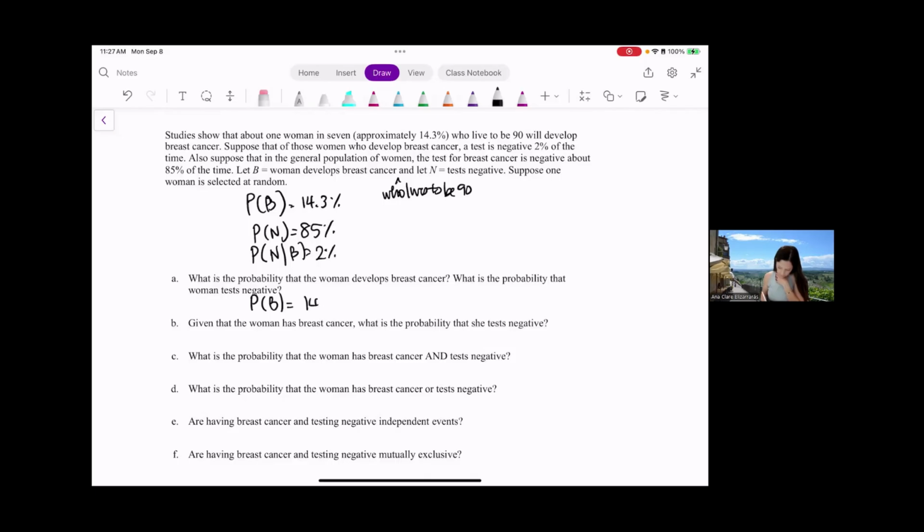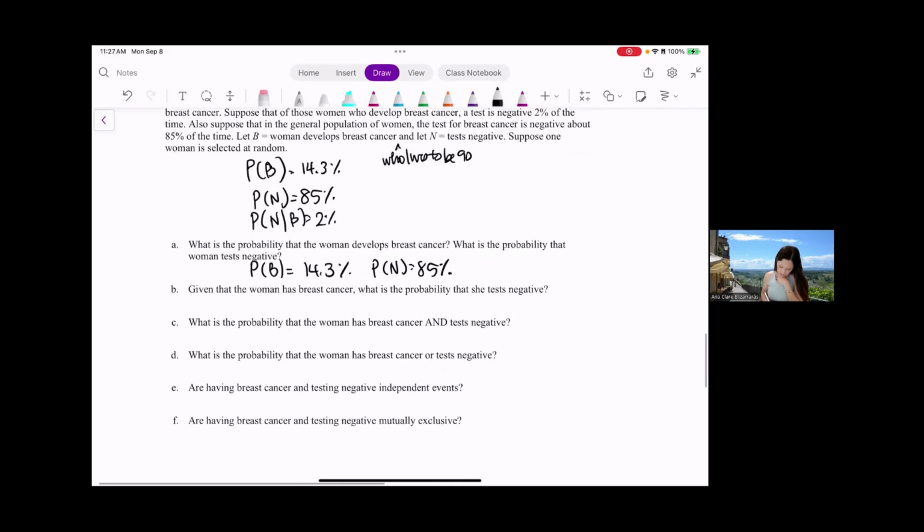What is the probability that a woman develops breast cancer? That was 14.3%. What is the probability that a woman tests negative? That was 85%. Given that a woman has breast cancer, what is the probability that she tests negative? Given is always the second part, so I write that first. That was 2%.